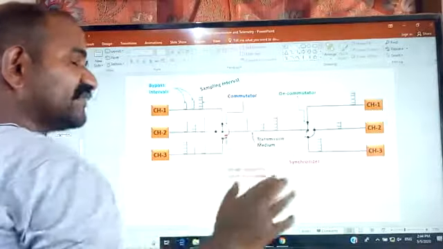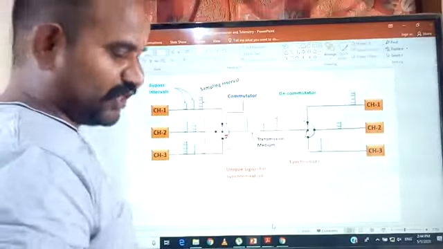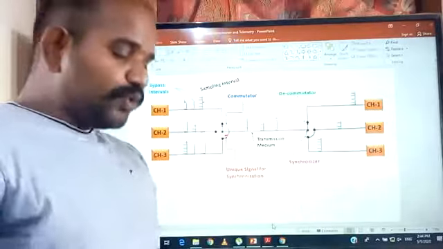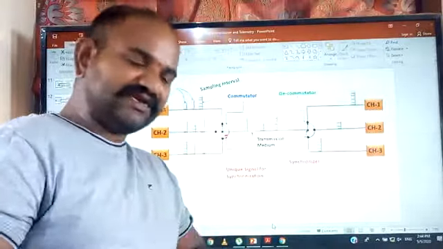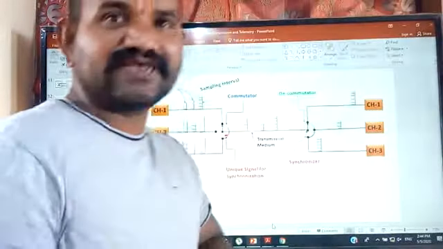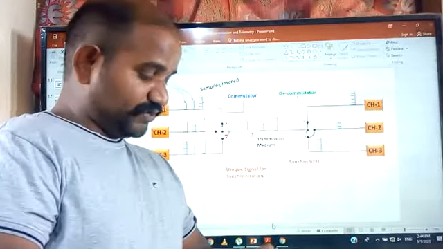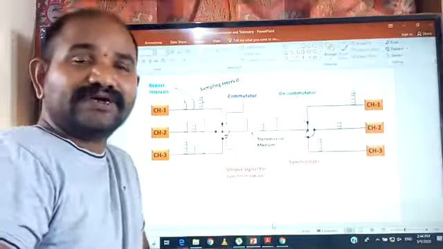Because of that, you can't see that variation when you are having multiple channels. Even though you have multiple channels, they are transmitted using time division multiplexing. You can't see that variation because it is a very fast rate. With a very fast rate, the signal is sampled and transferred through the medium.